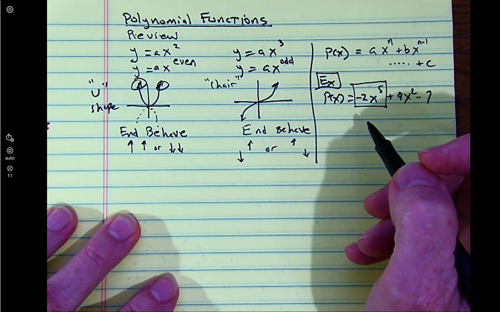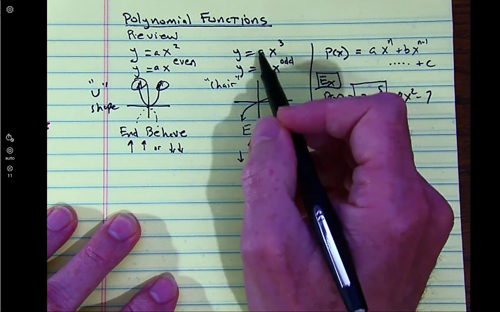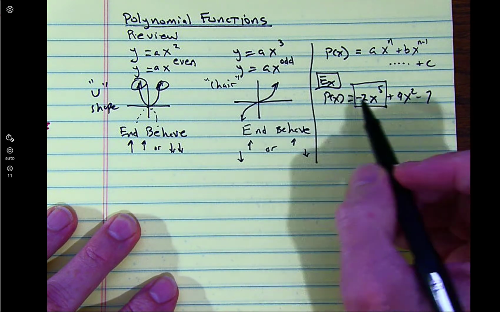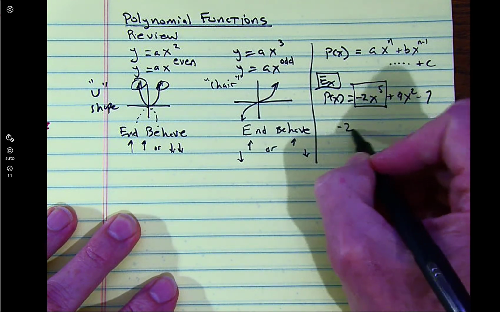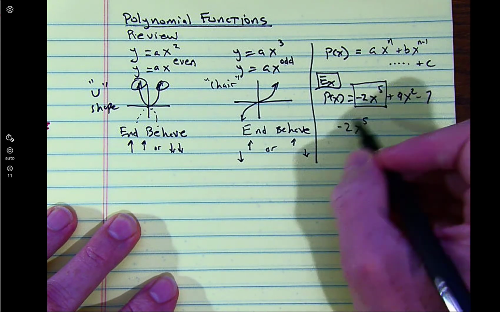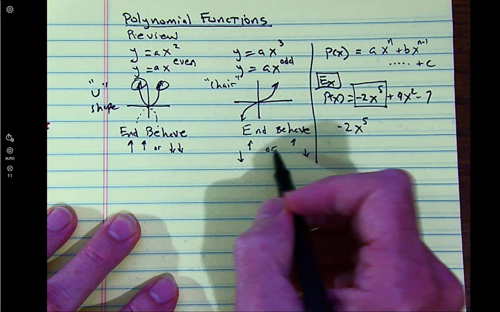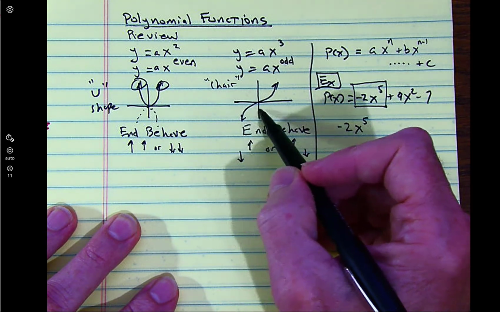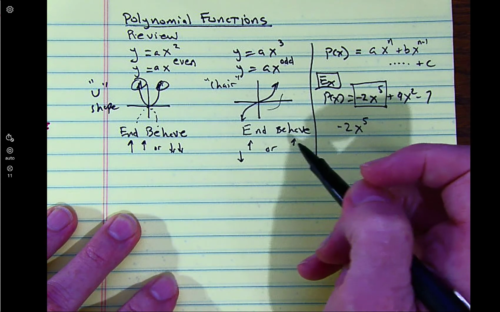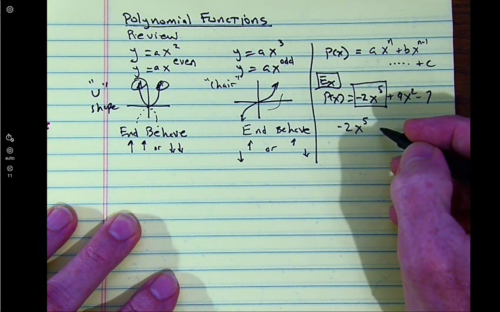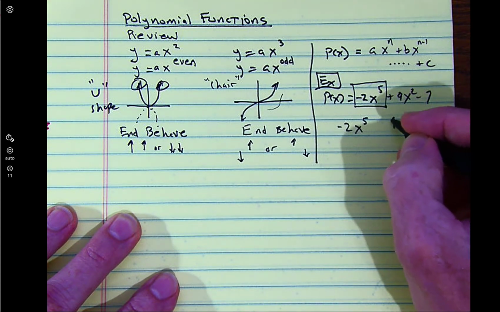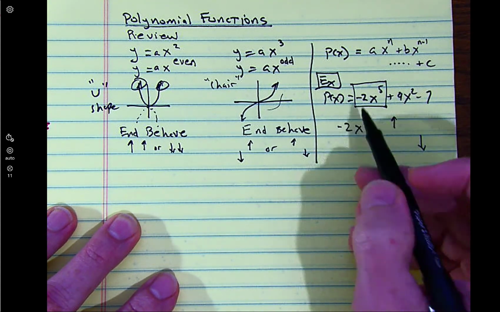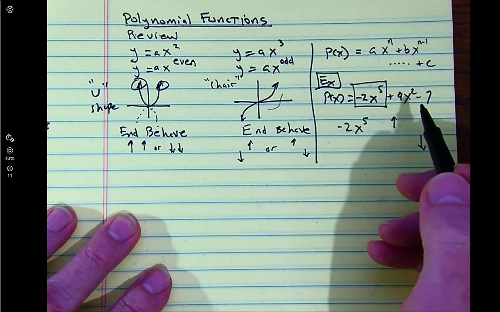Now, one of the things I didn't make a big deal about here, but this chair gets flipped if a is negative. In this case, we have negative 2x to the 5th as the leader. So it's odd, so the end behaviors are going to be one up, one down. The positive one starts down and goes up. But the negative one is going to start with one tail going up, and then the finished tail is going to be going down. We know the end behavior of this polynomial.